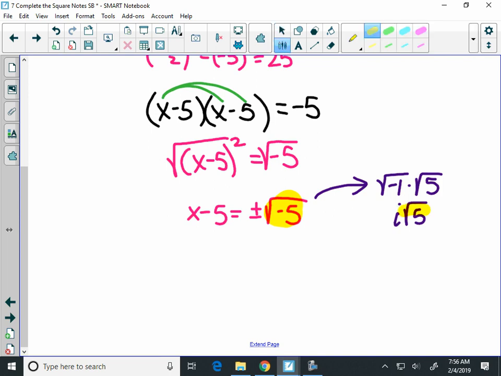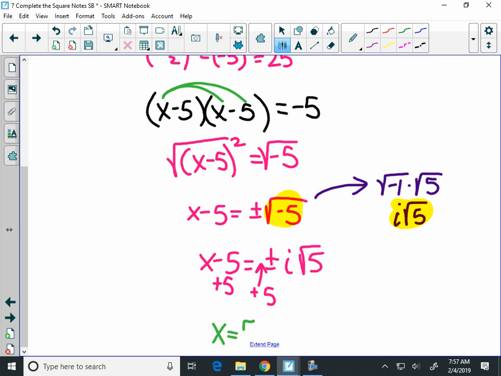So I actually want you to rewrite this. So we'll have x minus 5 equals plus or minus i radical 5. And all we have to do is add 5 to both sides. Remember, that squeezes in right in front of the plus or minus. So your final answer is x equals 5 plus or minus i radical 5. And then you are done.